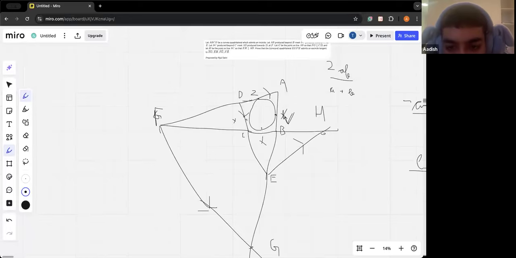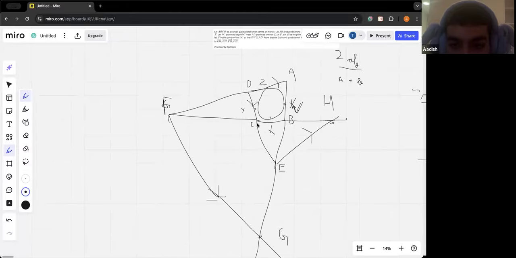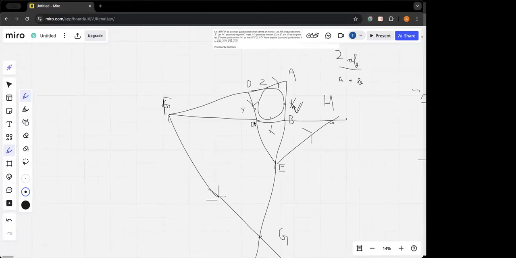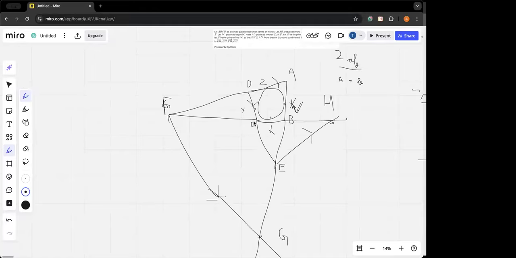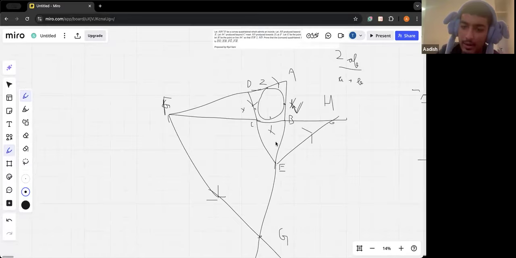Oh, wait, let me think. I think CD and FH will be parallel. 2 into C minus A by A conjugate C minus A C conjugate. And for F, we will need D and B, right? What will E be? E equals 2 into C minus A by A conjugate into C minus A into C conjugate.